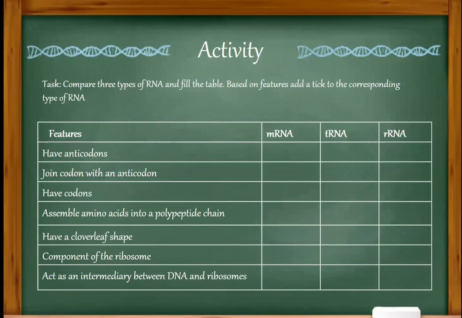Let's check it out. Have anticodons. tRNA join codon with an anticodon. rRNA have codons. mRNA assemble amino acid into a polypeptide chain. tRNA have a cloverleaf shape. tRNA component of the ribosome. rRNA act as an intermediary between DNA and ribosomes. mRNA.